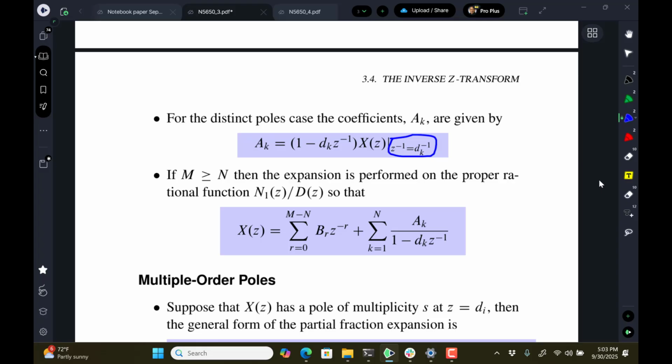So in general, then, we can do all the non-repeated poles in this fashion, and then the long division is what's out in front here.